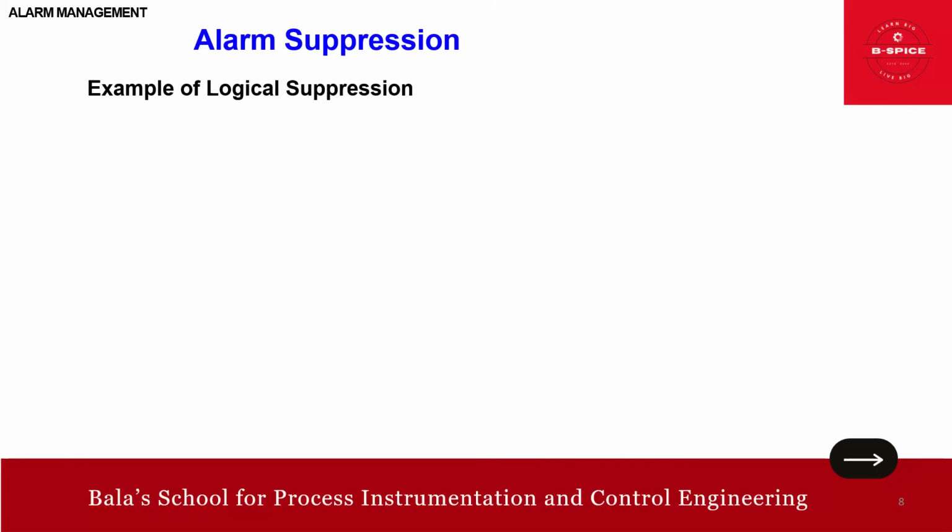Again, I repeat, if machines have been tripped by the BPCS control system, commands to the machines are automatically set to stop, which inhibits the machine stopped alarm. It's already tripped, right? So what's the point of having this machine stopped alarm? So that is the point, logical suppression.